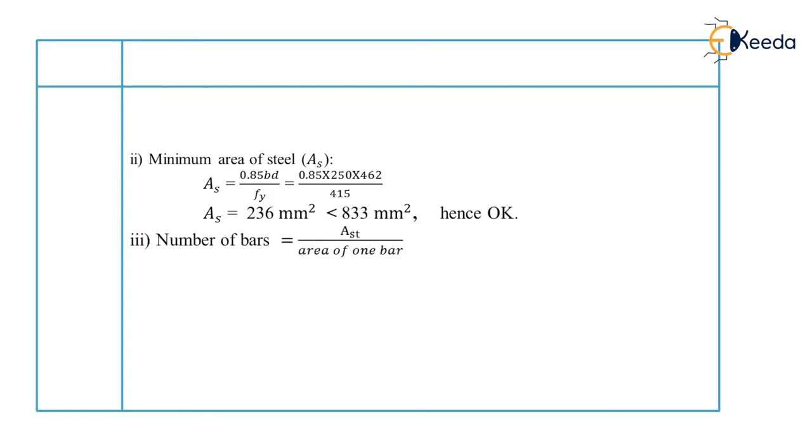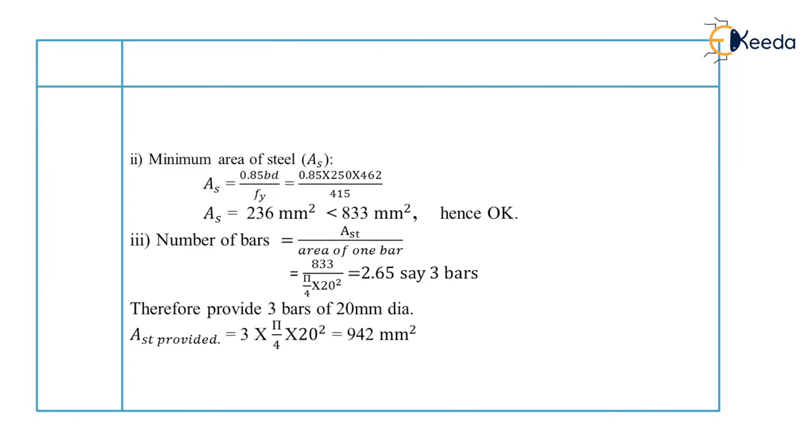So our last step is to find out the number of bars. We know that number of bars is equal to Ast upon area of one bar. Here we have considered the diameter of bar as 20 mm. Area of steel required is 833 mm². Therefore, 833 upon pi by 4 into 20², which is equal to 2.65 bars. So we will round it and provide 3 bars of 20 mm diameter. So 3 into pi by 4 into 20². So our Ast provided is 942 mm².